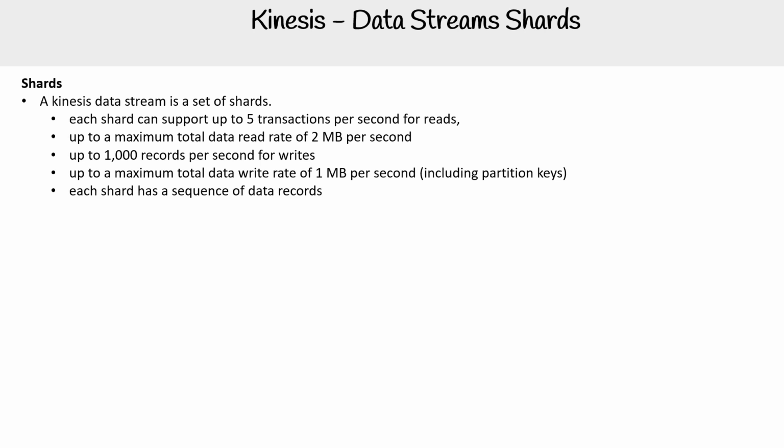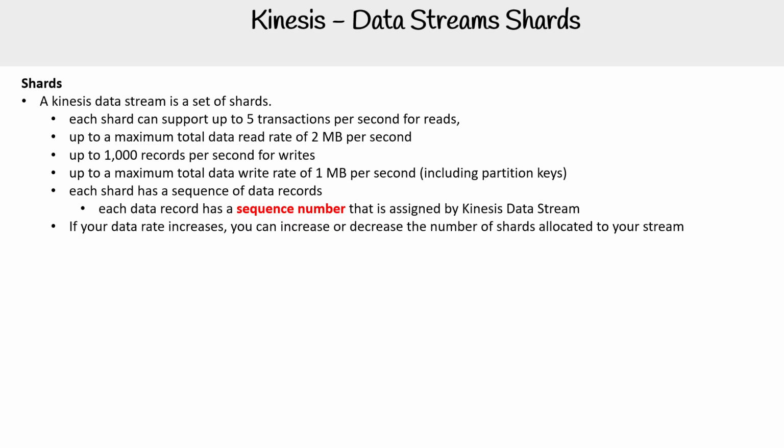Each shard has a sequence of data records. Each data record has a sequence number that is assigned by the Kinesis data stream. If your data rate increases, you can increase or decrease the number of shards allocated to your stream. Then you have your partition key.